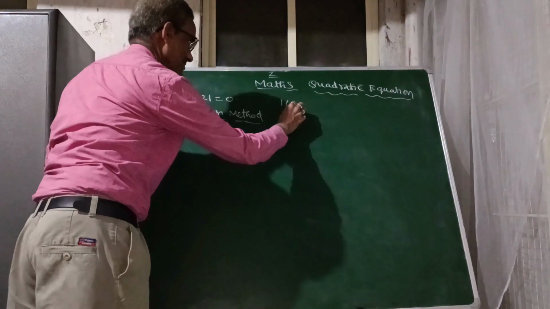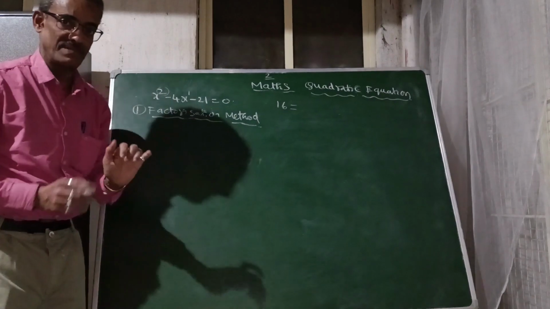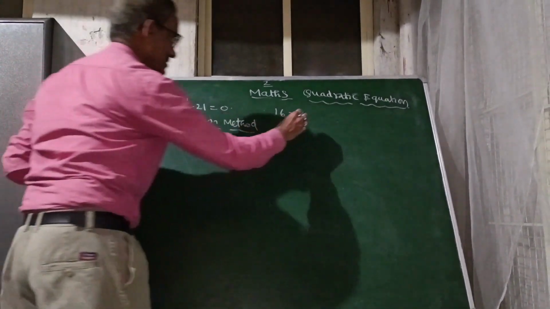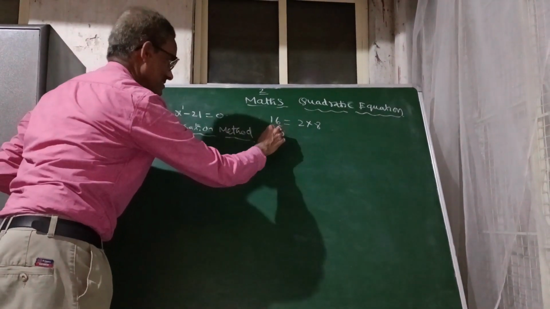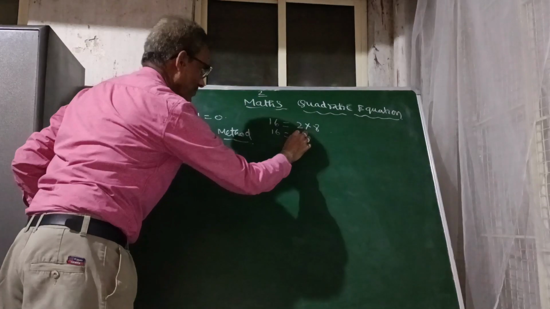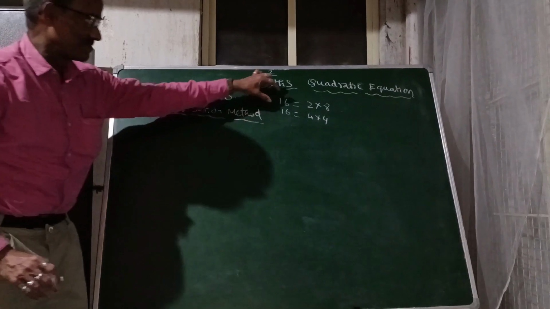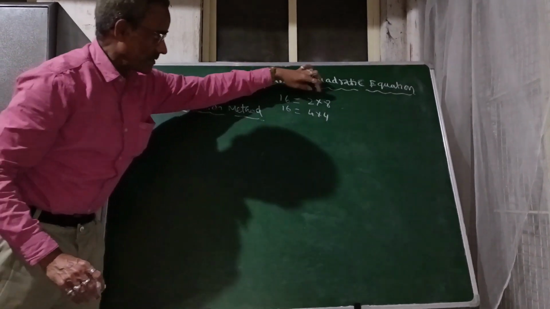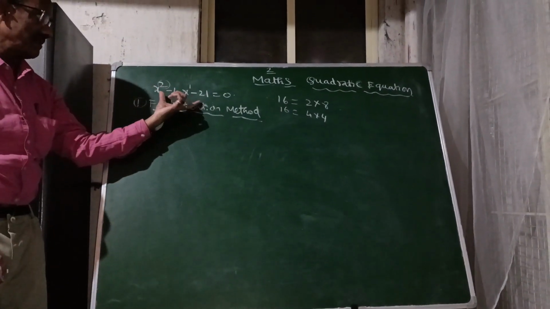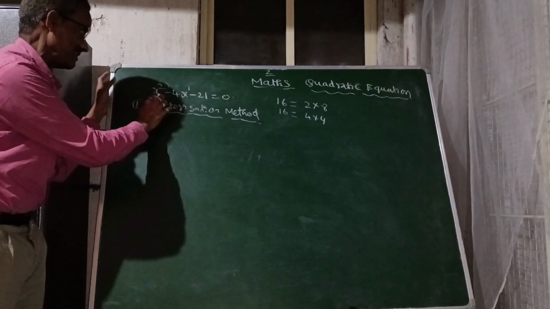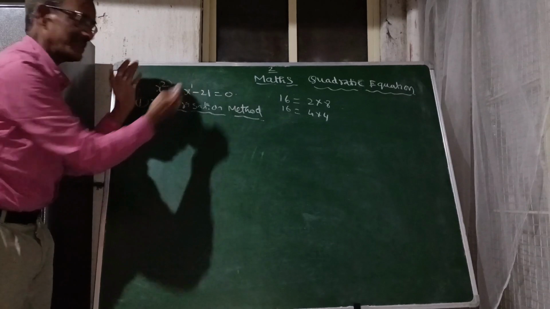If you take the number 16 and express it as a product of simpler numbers, how do you write it? 16 can be written as 2 into 8, can I write yes or no? 2 8s are 16, or 16 can also be written as 4 into 4, isn't it? 4 4s are 16. If you express a number as a product of simpler numbers, we call it factorization. But here it is not a number, it is an algebraic expression, x square minus 4x minus 21. These we have to make into product form.